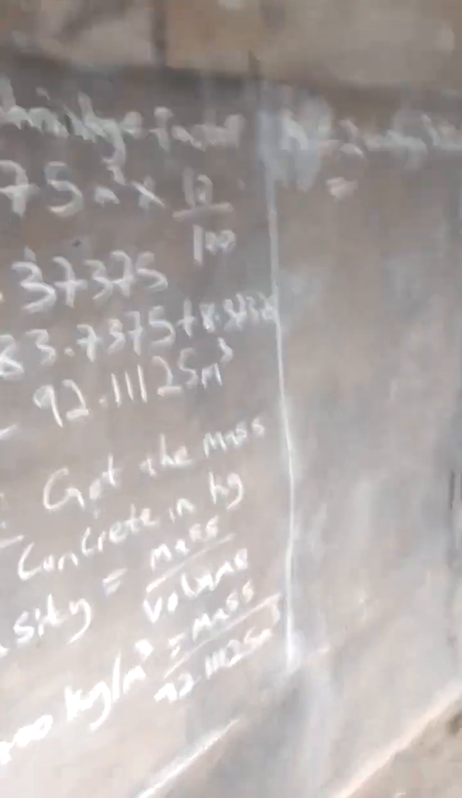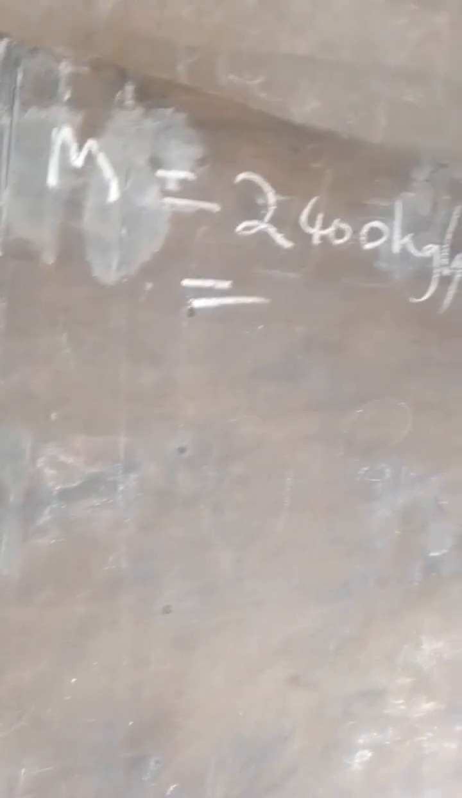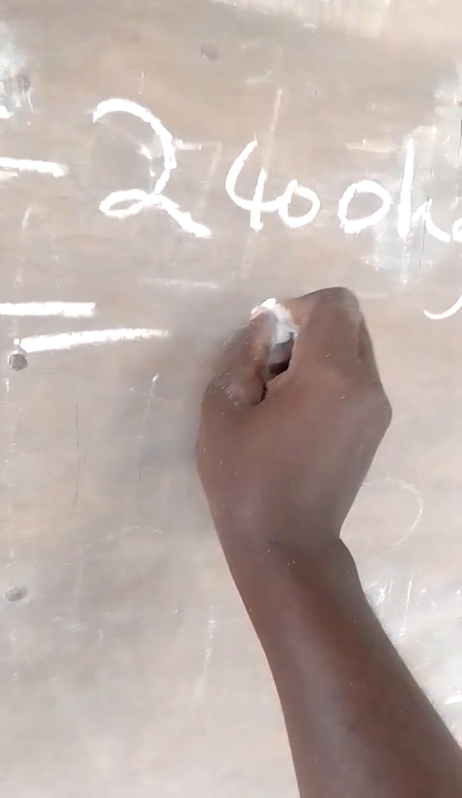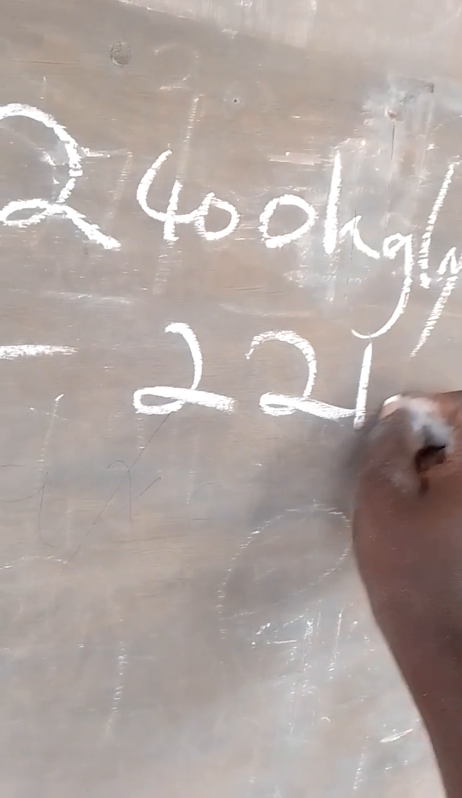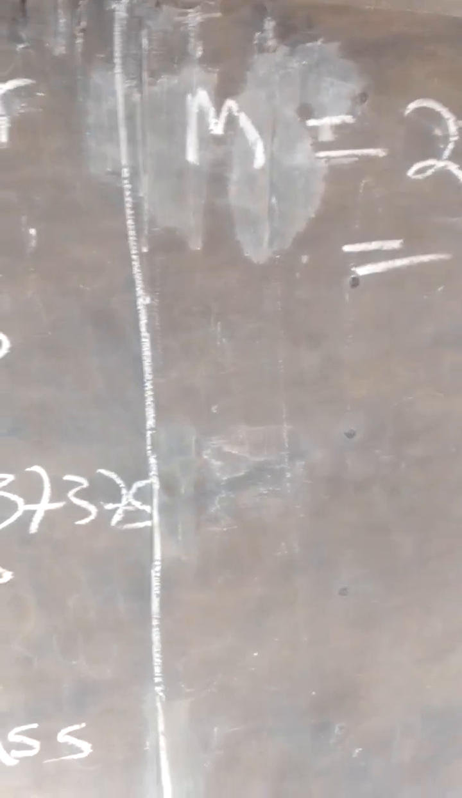Excuse me, I want to bring my table closer so that I'll just show you with speed what I'm doing. Okay. All right. The mass is equal to 221,067 kg. That is it. Now we'll go straight to step 5, the next step.